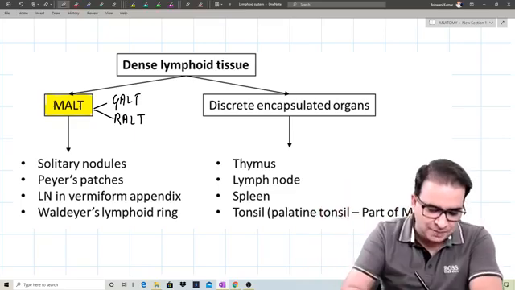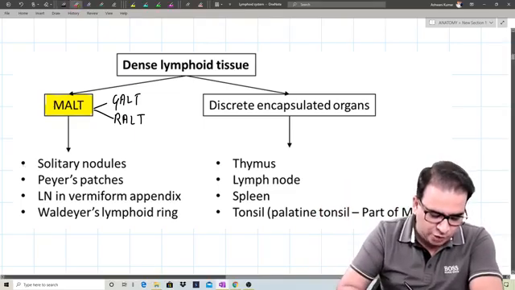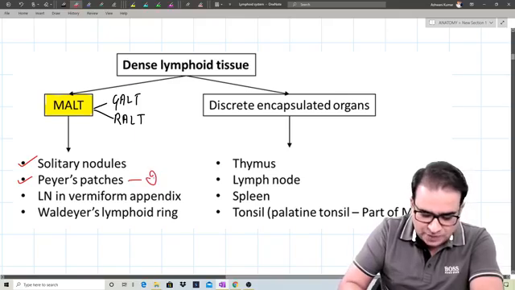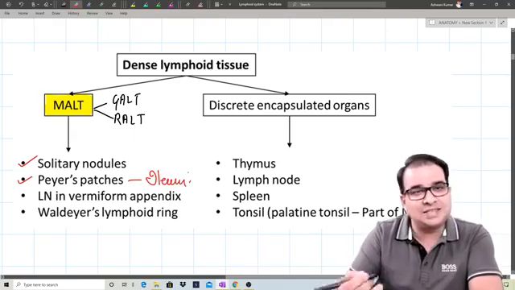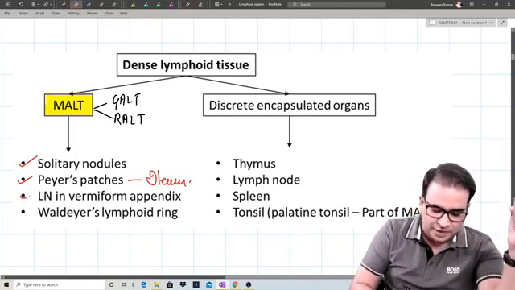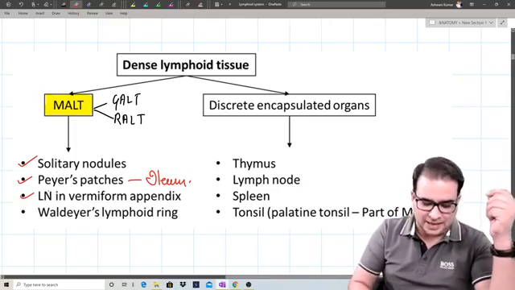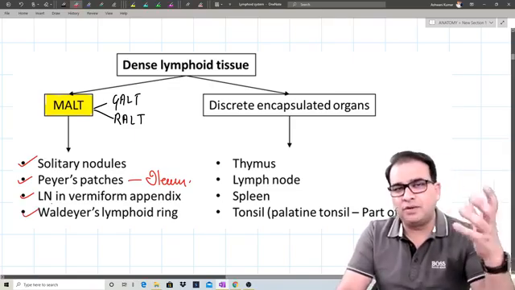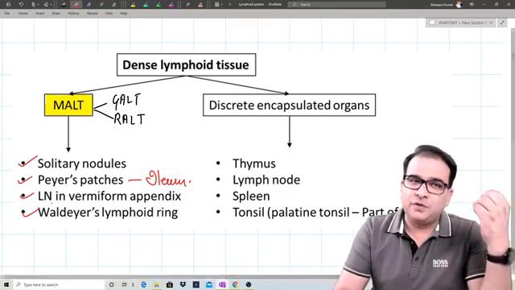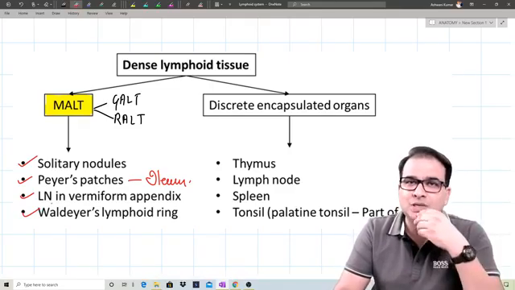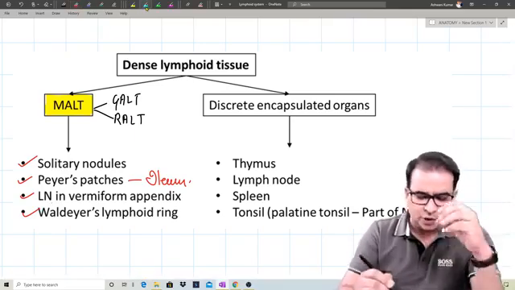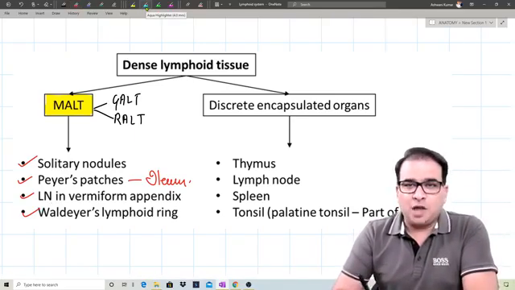As you can see some examples there, like the solitary nodules can be seen. The Peyer's patches, which you all know are present in the ileum, are an example of MALT only. The lymphatic nodules present in the vermiform appendix, and even Waldeyer's lymphoid ring. You all know about Waldeyer's lymphatic ring, inner and outer. They are also examples of mucosal associated lymphoid tissue.